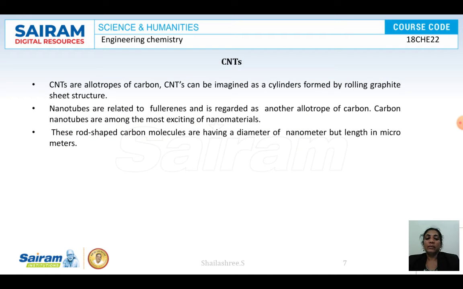Next topic is CNTs. Carbon nanotubes are allotropes of carbon. They can be imagined as cylinders formed by rolling graphite sheet structures. These nanotubes are related to fullerenes and are regarded as another allotrope of carbon. Carbon nanotubes are among the most exciting topics in nanomaterials. These rod-shaped carbon molecules have a diameter of a nanometer and lengths that vary up to micrometers.